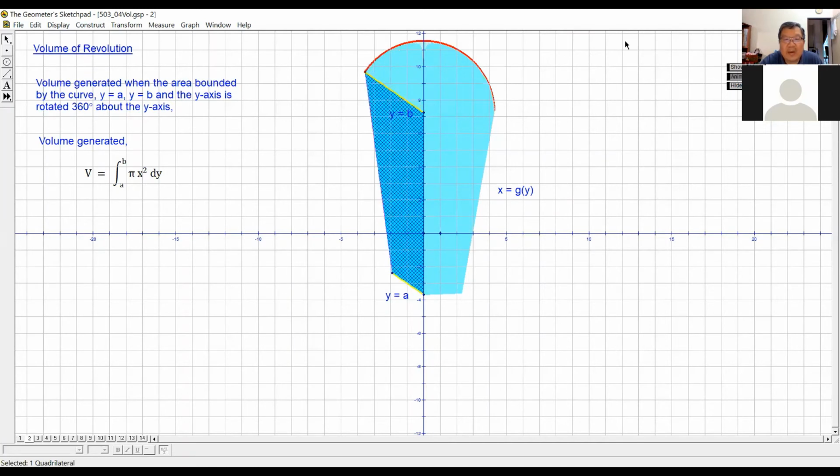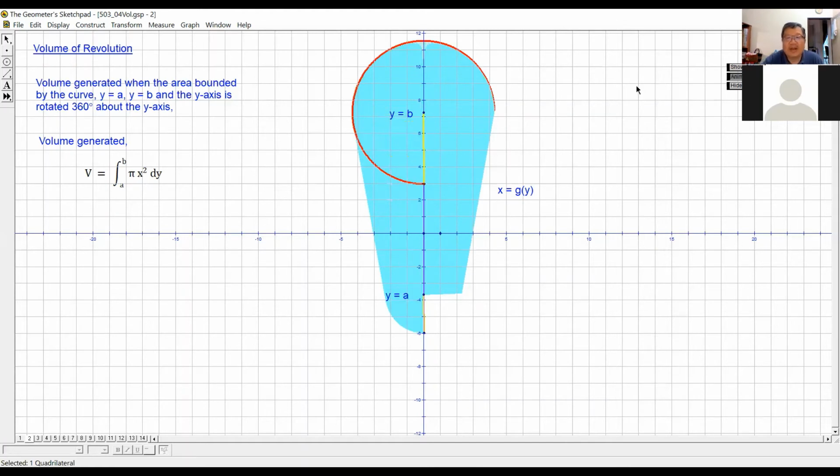When it's rotated about the y-axis, you will get something like a cone with the sharp part cut off. So it will generate a volume. What is the volume of this? How to remember the formula for the volume? If it is rotated about the y-axis, everything is in terms of y.